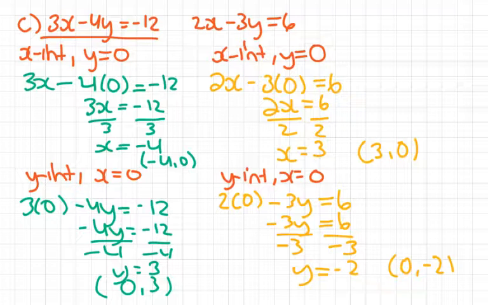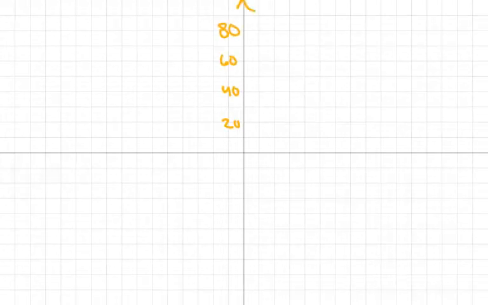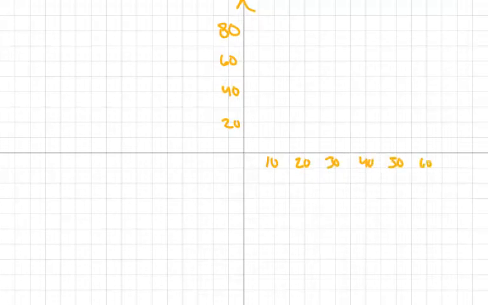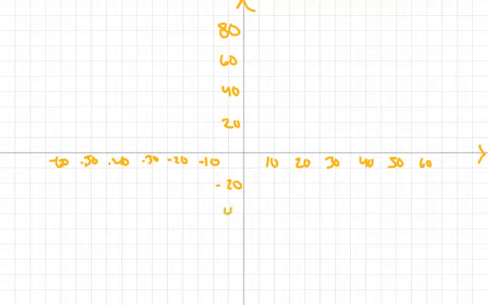Now I'm going to plot those points on my graph. For this one, you need to make your graph very large, up by 10s, so 10, 20, 30, 40, 50, 60, 70, 80, and so on, and maybe up by 5s here, so 10, 20, 30, 40, 50, 60, negative 20, negative 40, negative 60, negative 80.